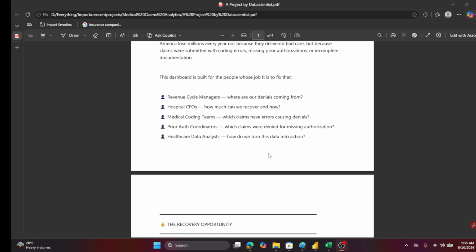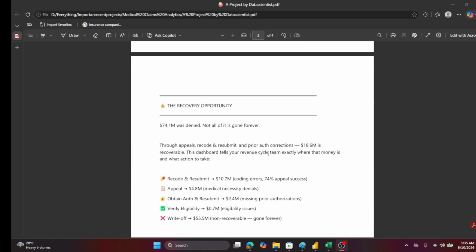There are certain audiences. For revenue cycle managers: where are our denials coming from? Hospital CFOs: how much can we recover? Medical coding teams: which claims have errors causing denials? Prior authorization coordinators: which claims were denied for missing authorization? Healthcare data analysts: how do we turn this data into action?